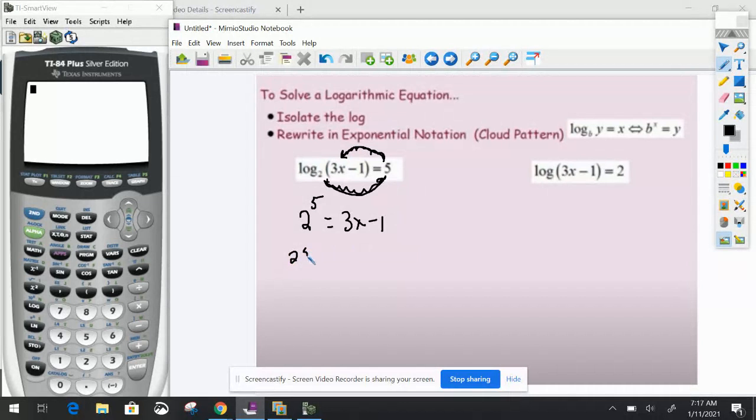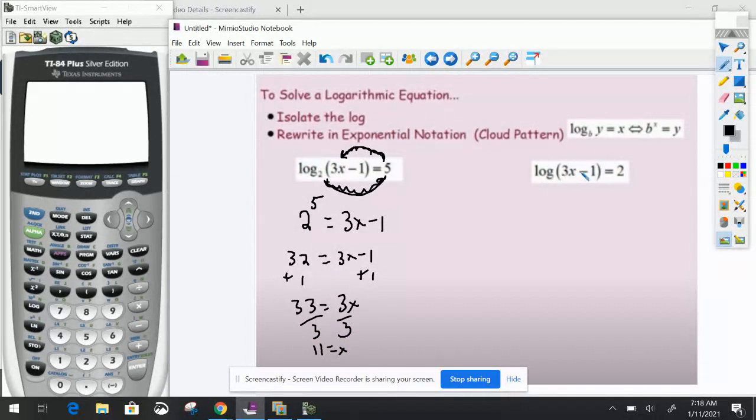Now we solve. What's 2 to the 5th power? 2 to the 5th power is 32, right? 32 equals 3x minus 1. And now I've got a very simple problem to solve here. 33 equals 3x. Divide by 3, and you get 11 is equal to x.